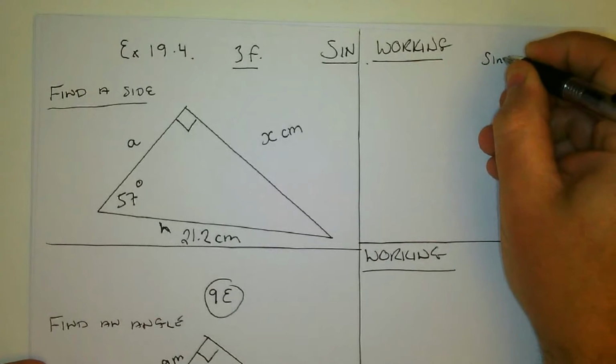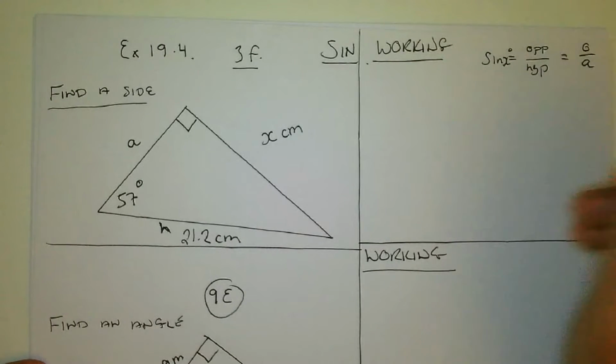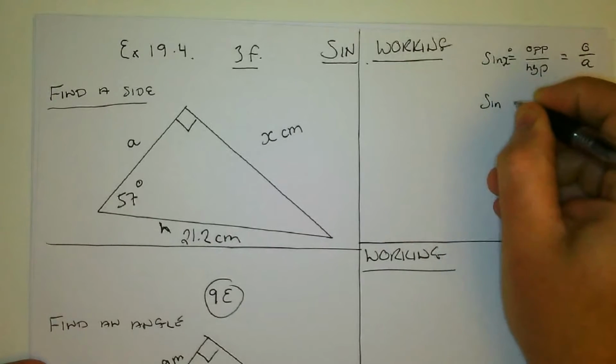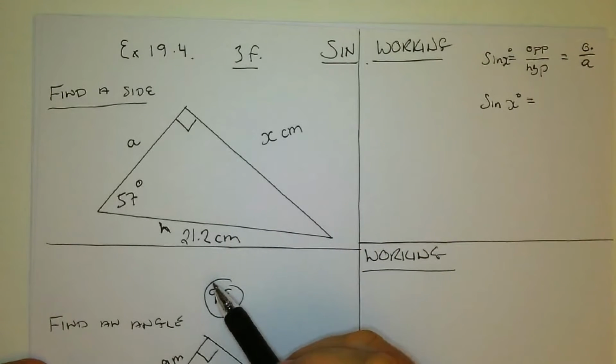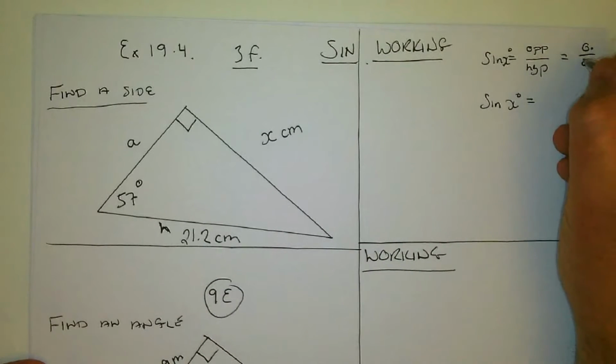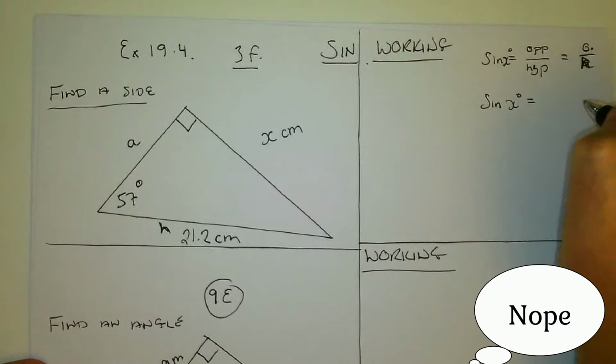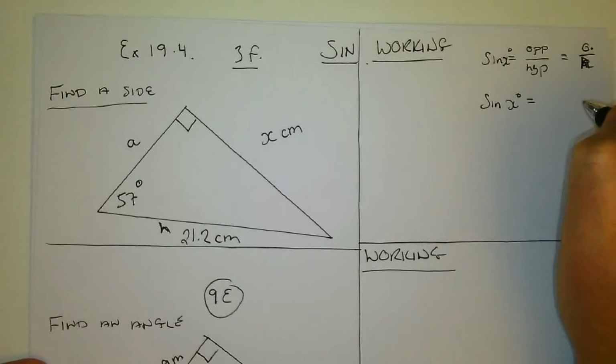So yeah, I made a wee mistake here. That possibly would be sine x degrees. So sine x degrees equals O, my opposite. Oh, look at this mistake I've done. Mr. Connell may have to edit this video. O over H.